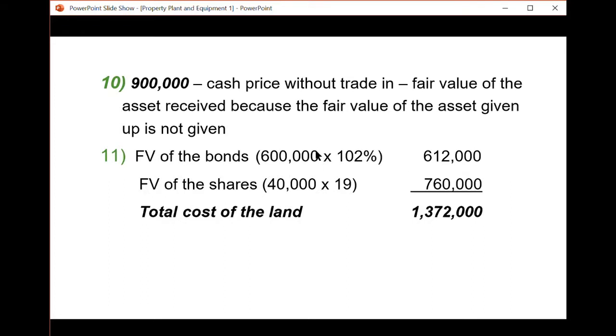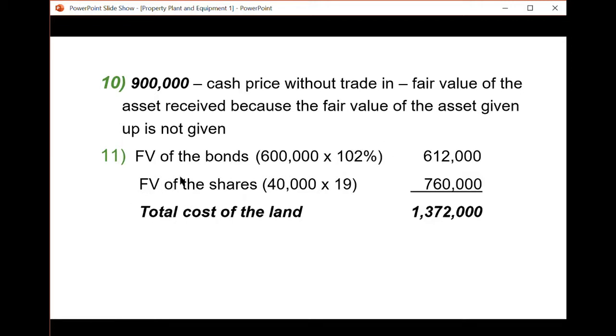So what is the rule when we issue shares or stocks? We consider the fair value of the asset received, right? But it's not given. The fair value of the land is not reliably determinable. So therefore the fair value of the asset received is not given. So you're going to go to the second option, the fair value of the instruments issued. What did we issue? The bonds and the shares. First, the bonds: you use the fair value, which would be the trading price. That's at 102. So, 600,000 times 102%, that is 612,000.